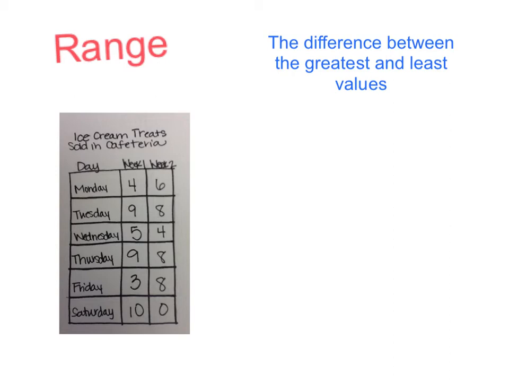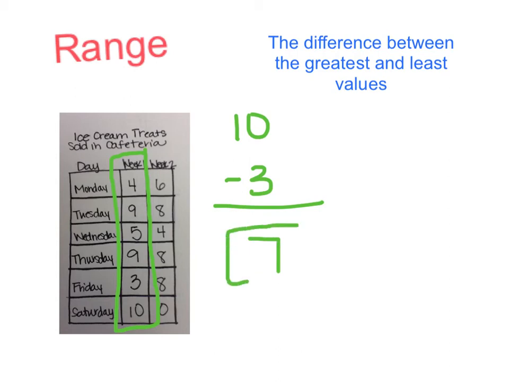I'm actually only going to focus on week 1. So I'm going to look at my range of ice cream treats sold in the cafeteria just in week 1. I find my low. My low is 3, and I find my high, which is 10. To find the range, you simply subtract those. So you take your high minus your low, and that is how you get your range. So the range for week 1 is 7.